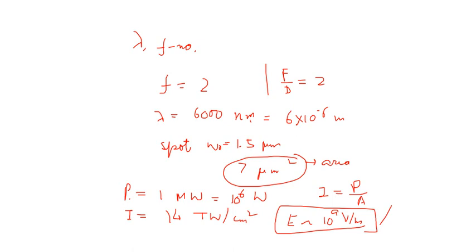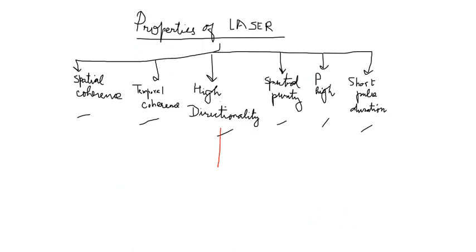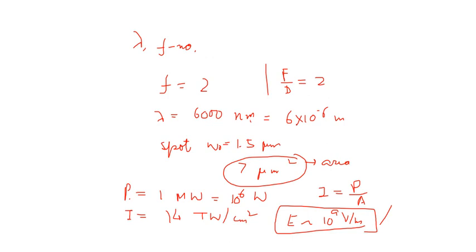This allows the laser beam, because of its high directionality, to be focused to extremely small regions, producing very high intensities and electric fields. When the electric fields are very high inside a medium, the light can change the properties of the medium. Such effects are termed nonlinear effects, and we shall discuss them in detail.